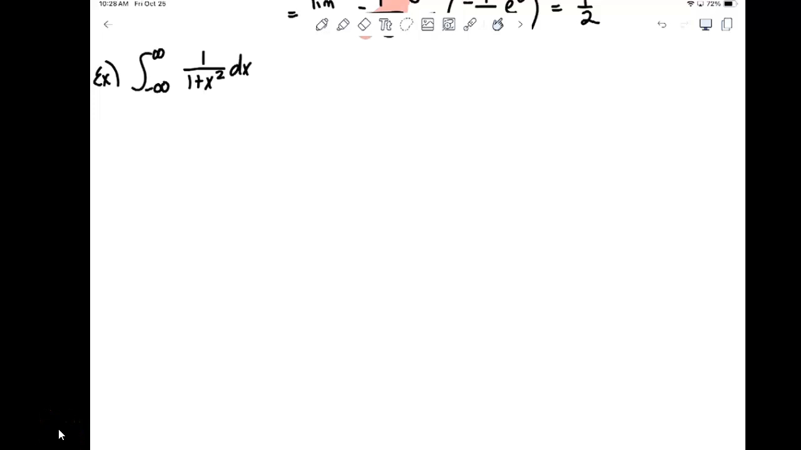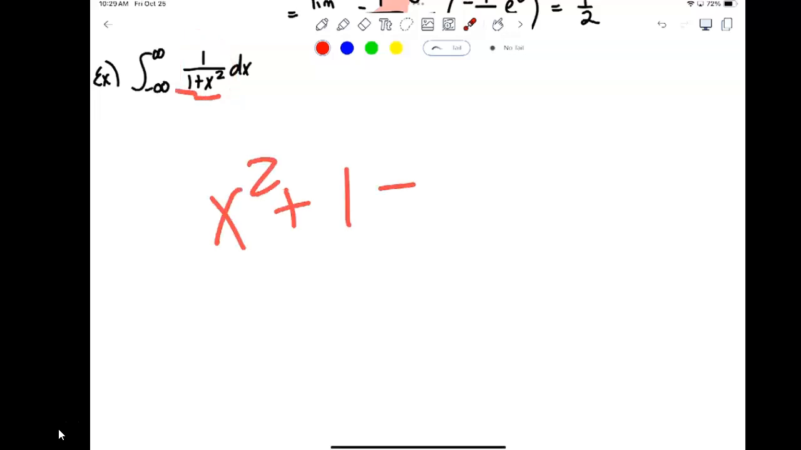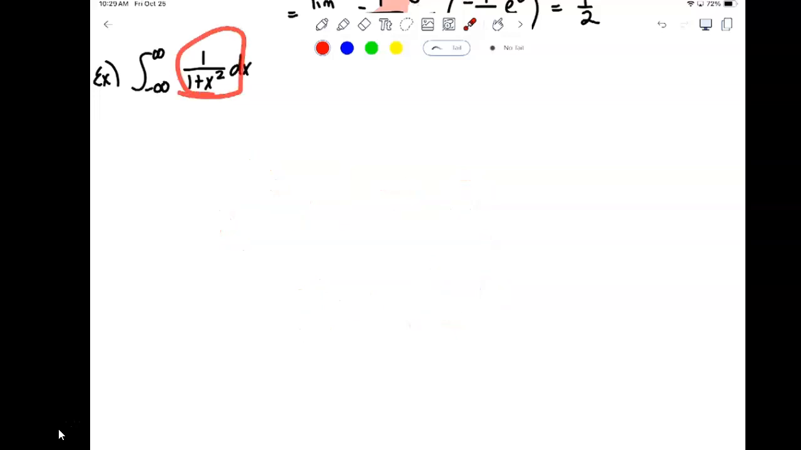Okay, let's consider this example here, the integral from minus infinity to infinity of 1 over 1 plus x squared. First and foremost, for us to be able to work these integrals out, this function must be defined for everything. The only thing that could make this undefined is division by 0. But because it is 1 plus x squared, the only time x squared plus 1 would be 0 is if x is equal to plus or minus i, which across the real numbers doesn't happen. So this is defined everywhere across the real numbers.